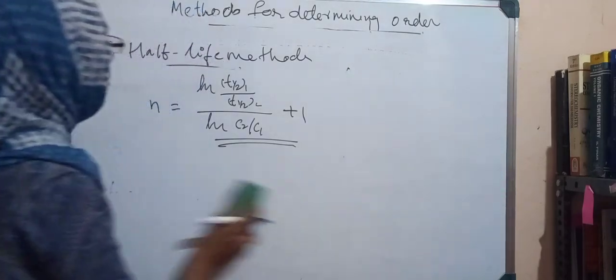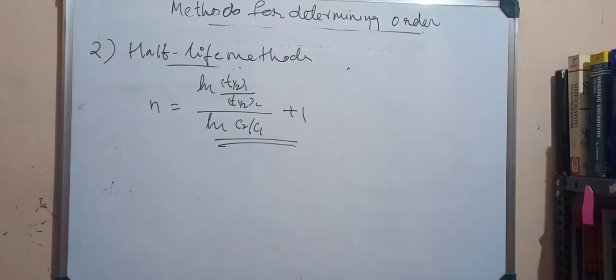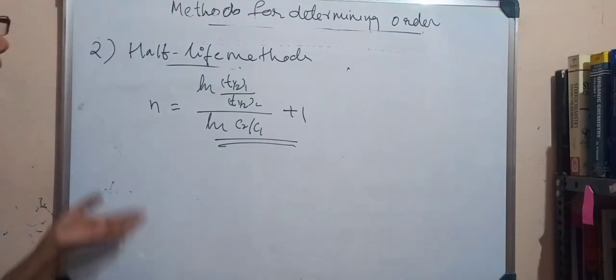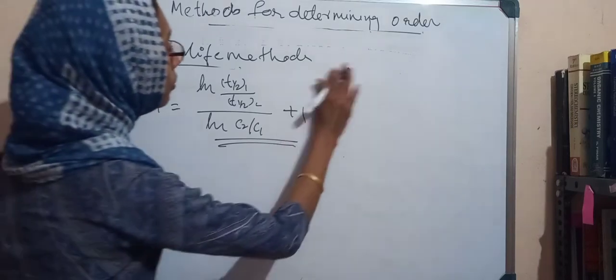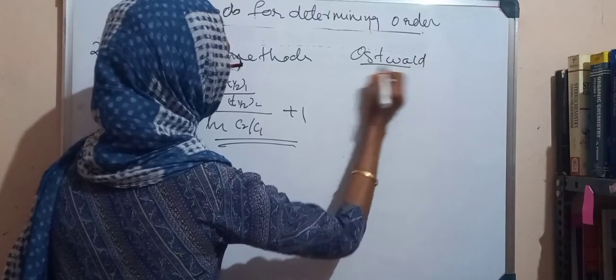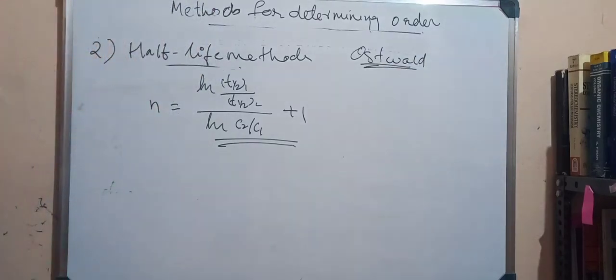So these are the two methods for determining the order of the reaction: the differential rate expression method, and the half-life method, which was introduced by Ostwald.